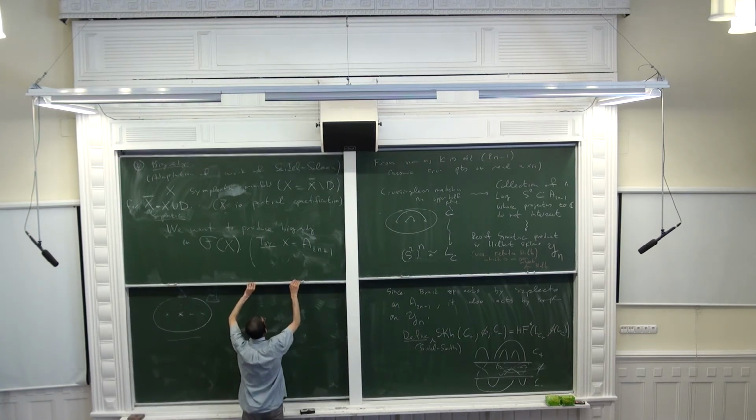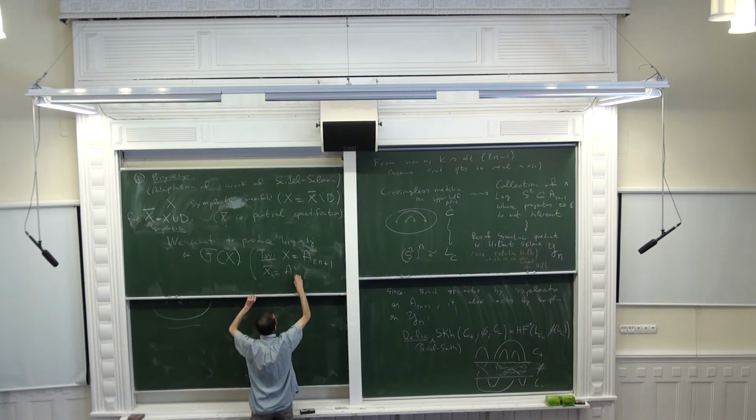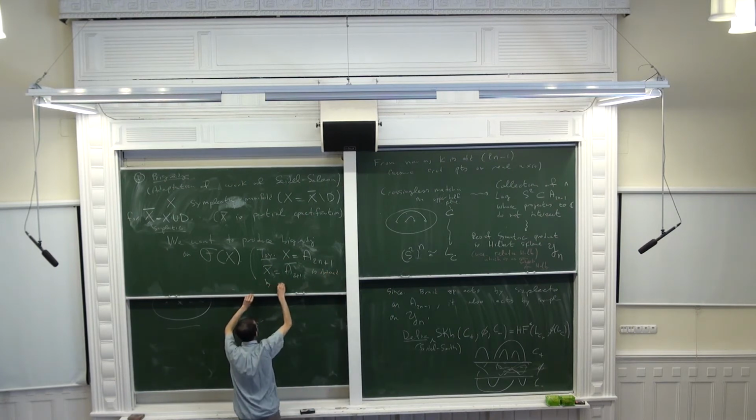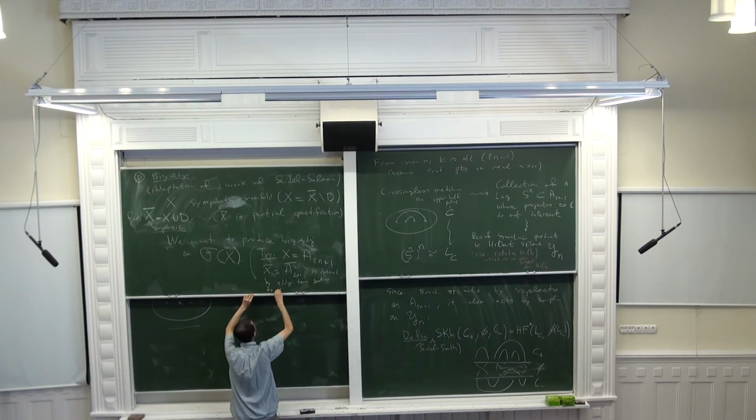So X is this, and then X bar, so this A_{2n+1} bar, is obtained by adding two sections to the fibration.